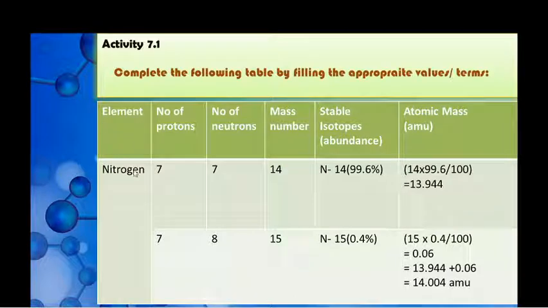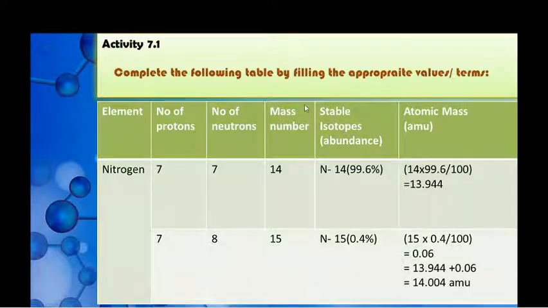So this is an element, nitrogen. The nitrogen element has two stable isotopes, two different values of isotopes. Before that, you have to know the isotopes. What do you mean by isotopes? Isotopes are nothing but atoms of the same element having the same atomic number but different mass number. So the isotopes come under the mass number only.